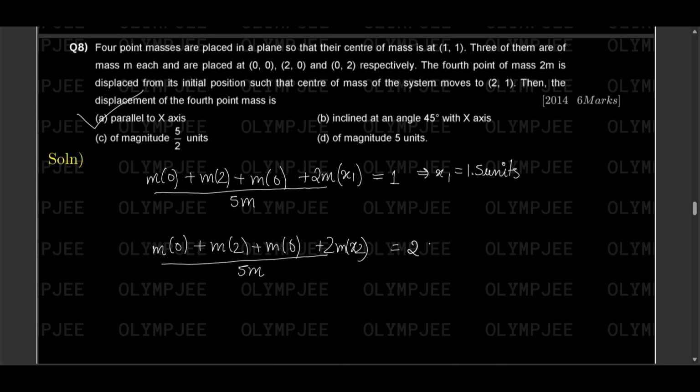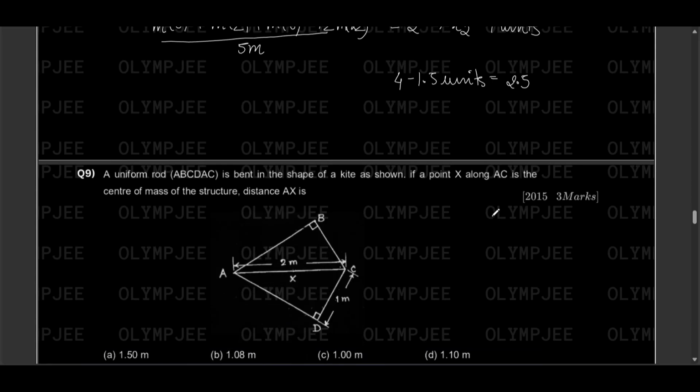It has changed to 2, which gives us x2 as 4 units. So the displacement is 4 minus 1.5 units, which is 2.5. So option C is correct. Option B is wrong because the displacement is 0 degrees with the x-axis, right? So A and C are correct. This was a 6 marker question.